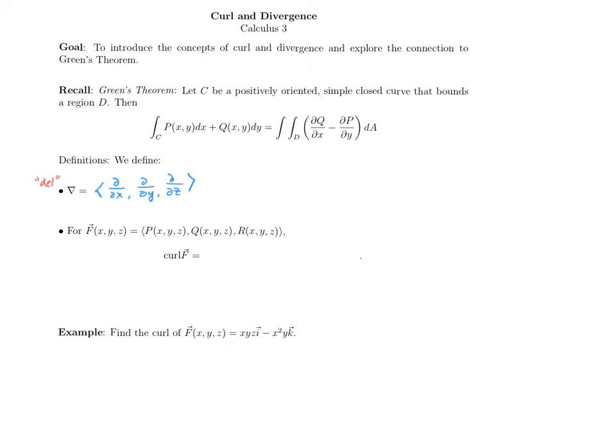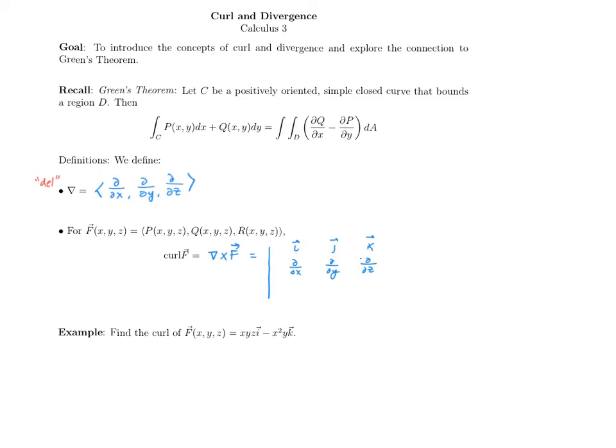And this leads us into the definition of curl. For a vector field f, with three dimensions, made up of component functions p, q, and r, we define the curl of f to simply be del crossed with f. And since it's been a little while since we've done cross products, remember we place the standard basis vectors i, j, and k across the top row. Then we place the entries of del, partial with respect to x, partial with respect to y, and partial with respect to z across the middle row.